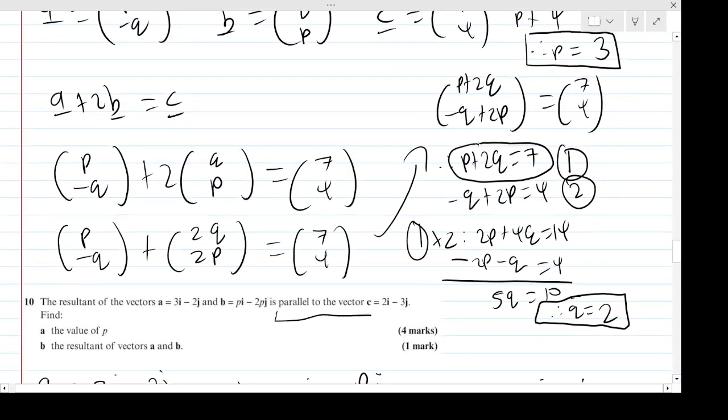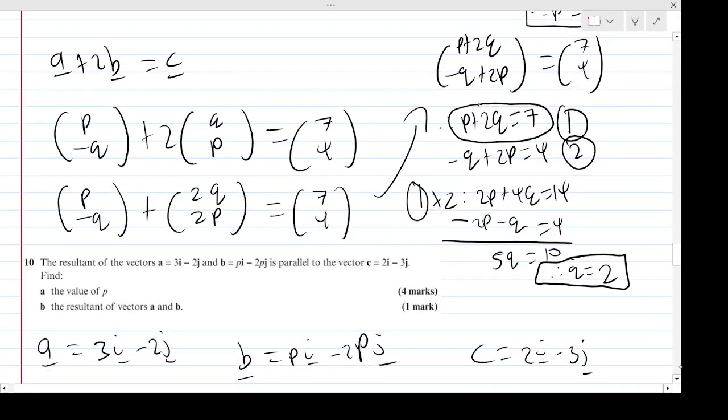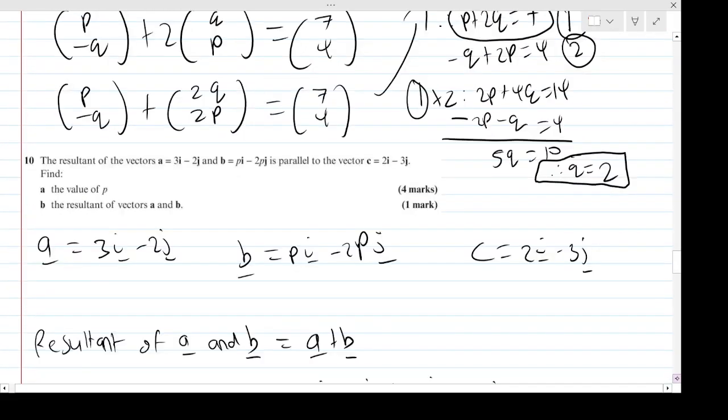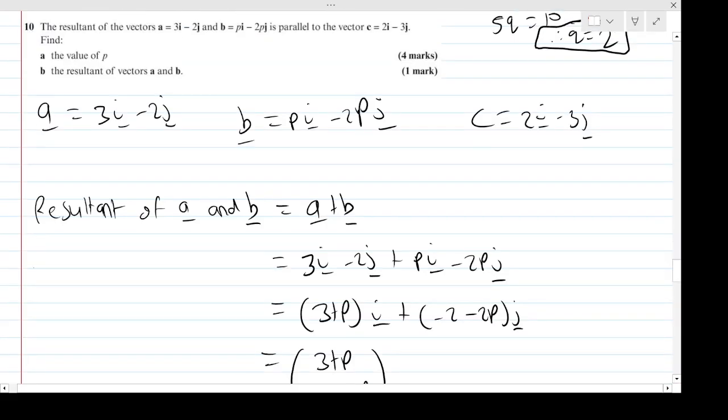Now we are told it's parallel to this other vector C. Remember last time we discussed that two vectors, say R and T, are parallel if they're multiples of each other. So we can say one vector R is a multiple of another vector T. That means if this resultant vector that I just found is parallel to the vector C, then this resultant is a multiple of the vector C.